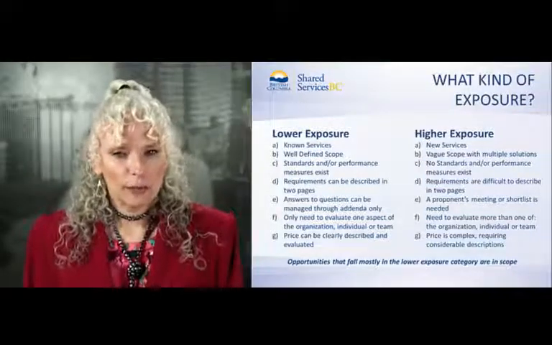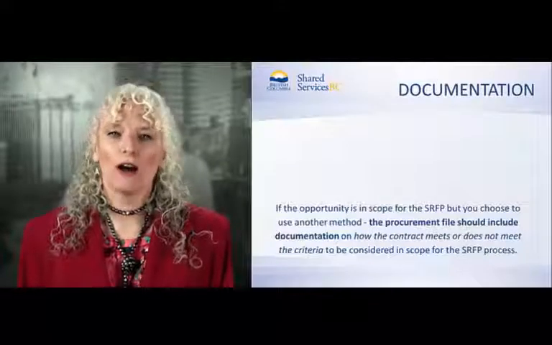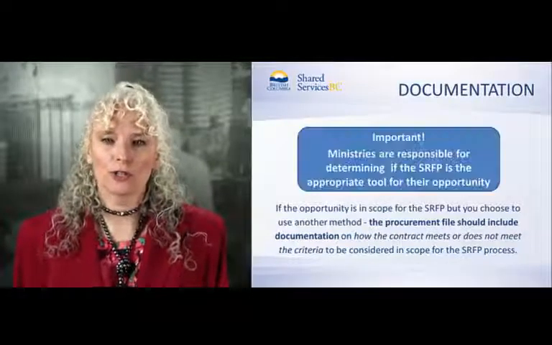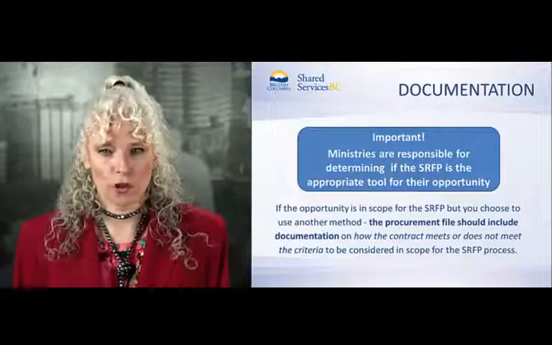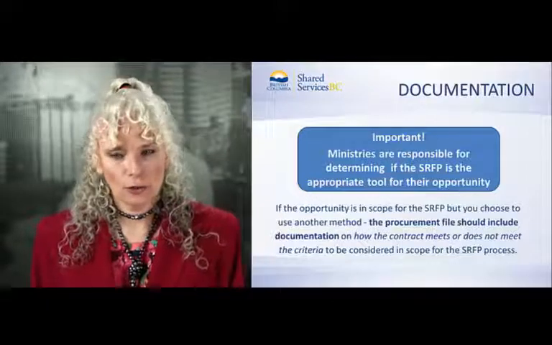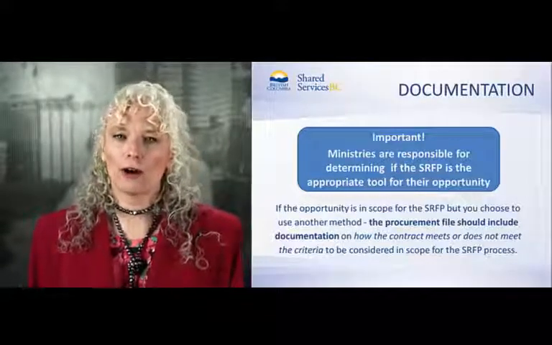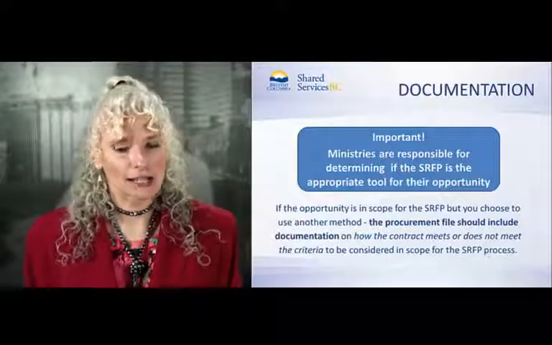The other thing to keep in mind is that your procurement file is going to require documentation on how your contract meets or doesn't meet the scope for SRFP. So it's perfectly fine for you to decide that your contract under $250,000 is out of scope, but just make sure you've got that in the file just in case somebody asks later.